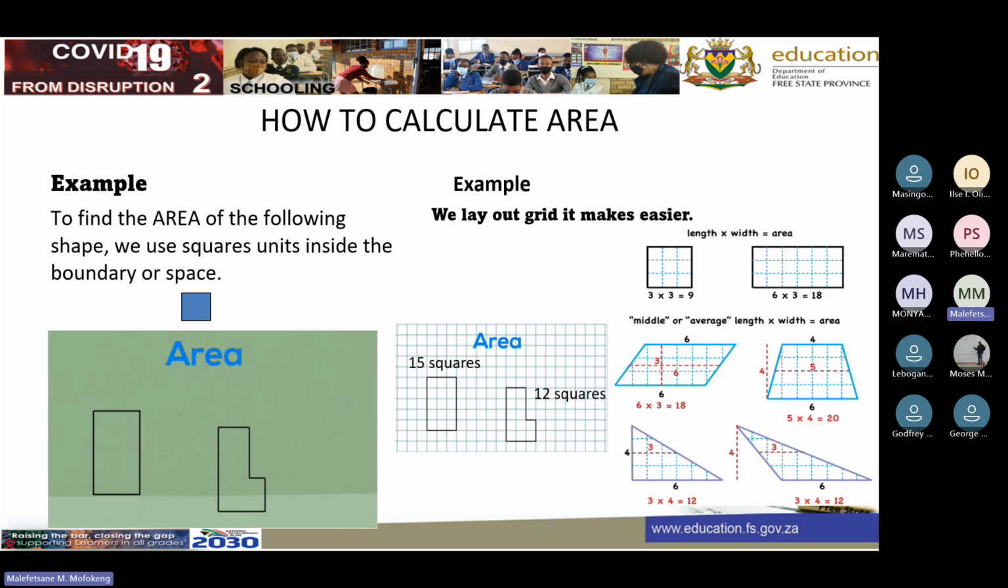With the parallelogram, you can count the number of squares, but there are those that are not full. You can combine those that are not full with the others to make full squares inside. The same with the trapezium, and the same with the two triangles.